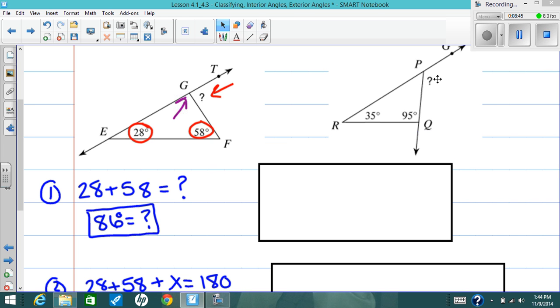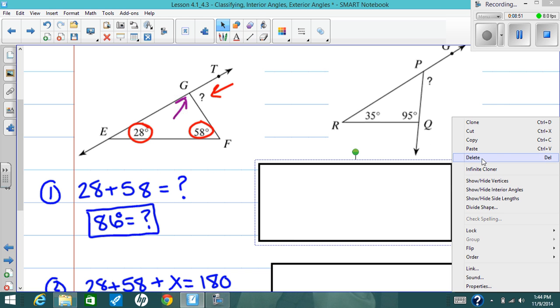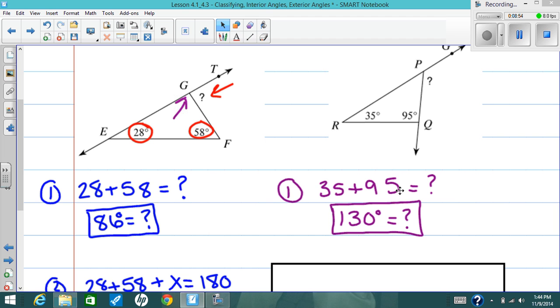So same thing here. I have an exterior angle. I have 2 remote interior angles. If I add them together, then I should be able to find question mark. So it's as simple as adding in 35 plus 95 and getting that this exterior angle is 130.